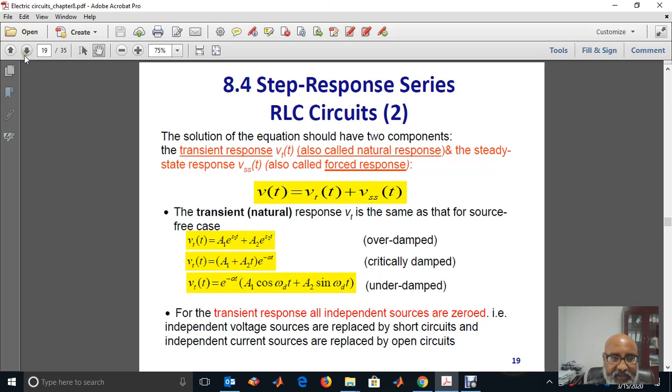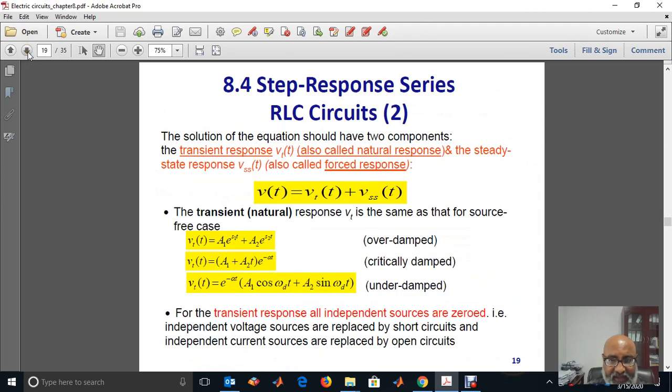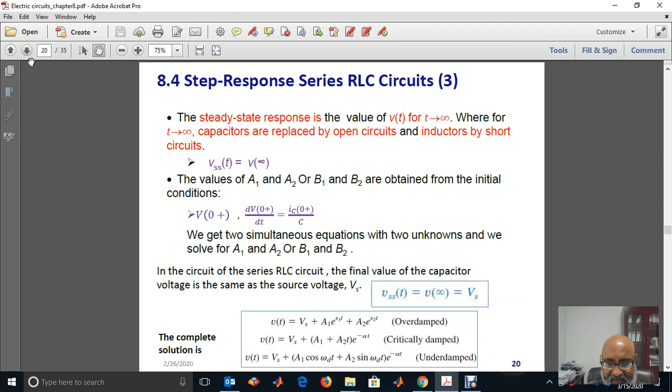What about the steady state response? The steady state response is the response after the transient response has died out. So what will be the final value, for example, of the capacitor voltage? If we see this circuit, after the switch is closed and after a long time, then the capacitor will be open circuit, the inductor will be short circuit. So the final value of the capacitor voltage is the source voltage. So it's very easy. The steady state response is Vs.